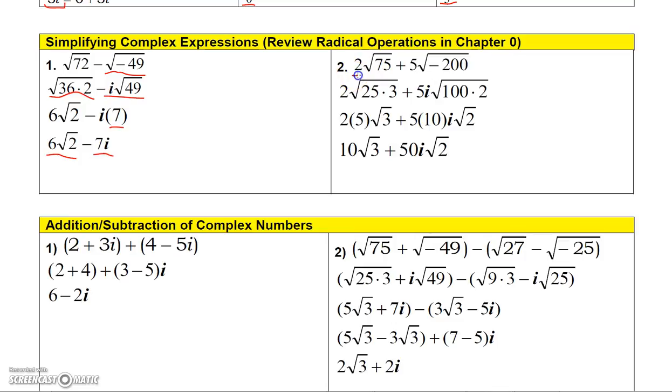Okay, here's another one. We have 2 times the square root of 75 plus 5 times the square root of -200. Okay, so 75 can be written as 25 times 3.